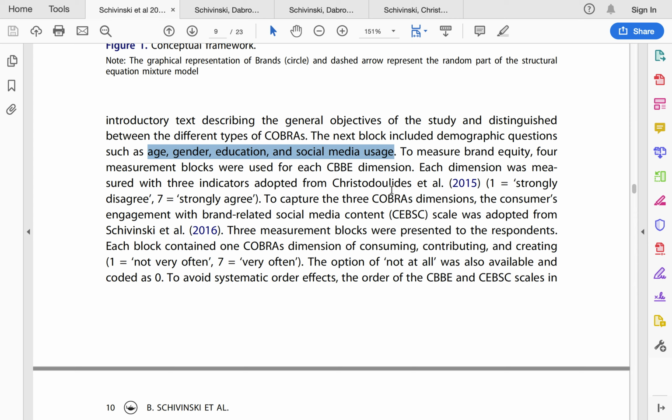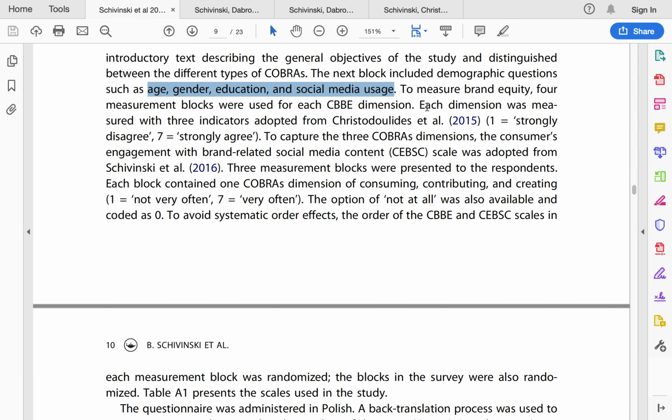Keep in mind that when you're building your survey, you're going to get the demographics that represent the context, okay? So usually, and the sample, of course. Demographics such as age, gender, education, consumption patterns, they're always going to be there. Then you have the scales to measure brand equity, 4 measurement blocks. In other words, 4 pages of Qualtrics were used, one for each brand equity dimension.